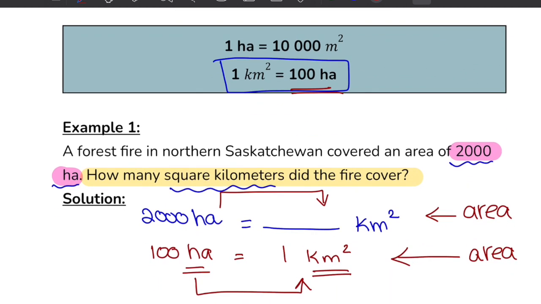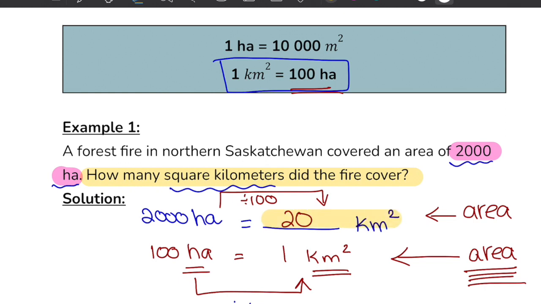So how do I get from 100 hectares to 1 square kilometer? How does 100 become 1? The number is getting smaller, so I divide by 100. So in my original question, I will also divide by 100, and I will do it once only, because again, I already know the conversion fact for area. So 2,000 divided by 100 equals 20. So 2,000 hectares is equal to 20 square kilometers. And we're done. We have solved this question.